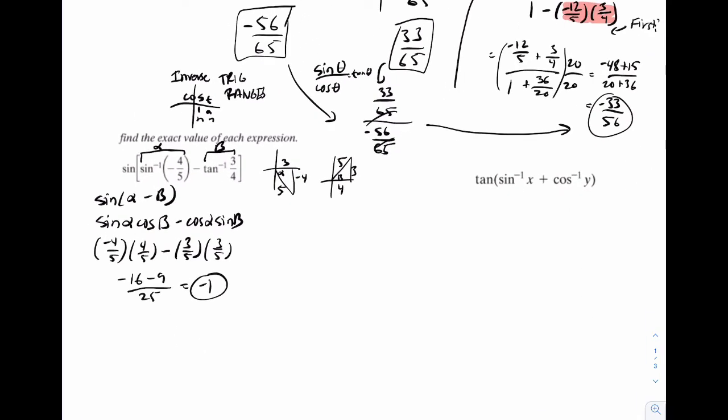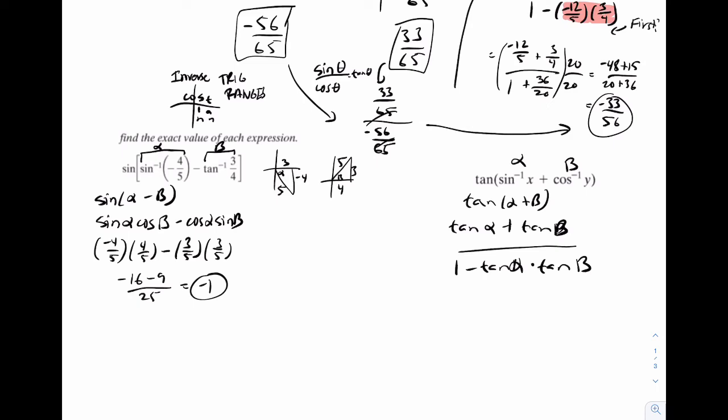Okay, last example. This one probably looks the craziest, and it's a little heavy on the algebra. So let's try it. Let's call this alpha, let's call this beta. So really we're looking for tan of alpha plus beta. So I'll just write that for you. Tan alpha plus tan beta all over 1 minus tan alpha times tan beta. And we've got to make some triangles here.